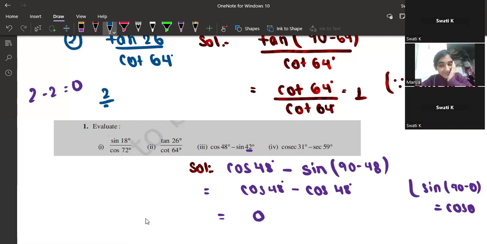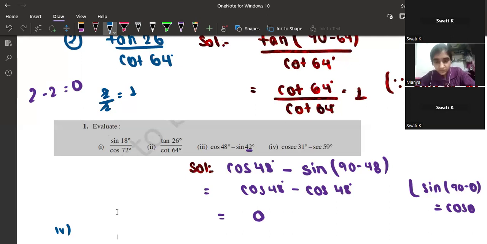2 by 2 is 1, right? Of course, because they will get cancelled. 2 times 1 is 2, 2 times 1 is 2, so it's 1. But same number, when they get subtracted, it's 0. Okay, let's go to the next question, question number 4. I'll not do any help, Manya, because this is very simple now. You can do it and you can tell me the answer.